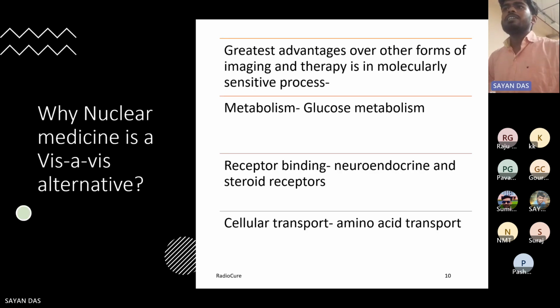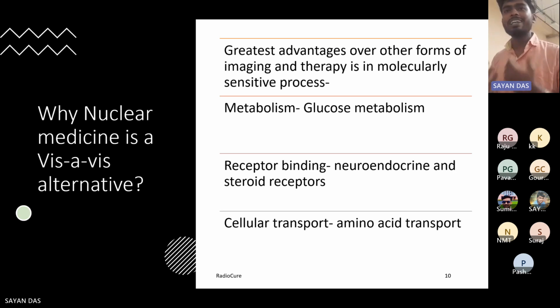So why is nuclear medicine vis-a-vis an alternative? Because nuclear medicine has no other alternative. It is an alternative of itself. If there is no nuclear medicine, then what can be the alternative of nuclear medicine? Nuclear medicine itself can become the alternative, because there is no other alternative. Why? Because the greatest advantage over other forms of imaging and therapy is that it is molecularly sensitive.